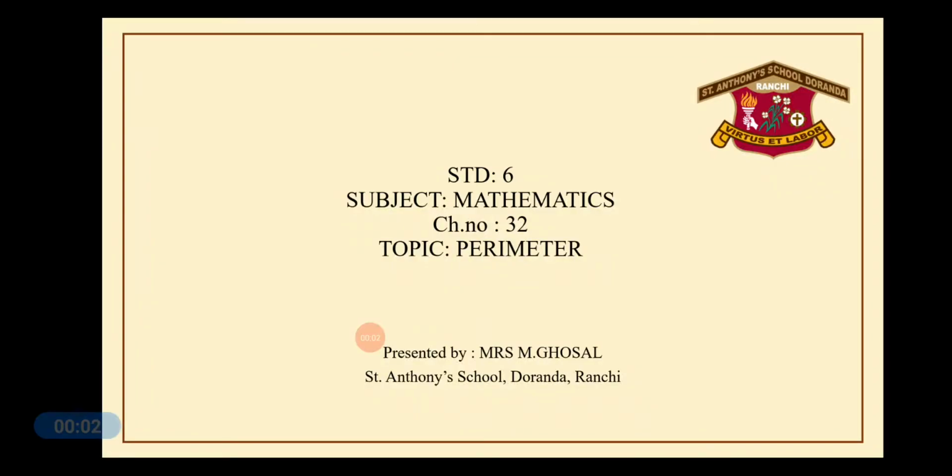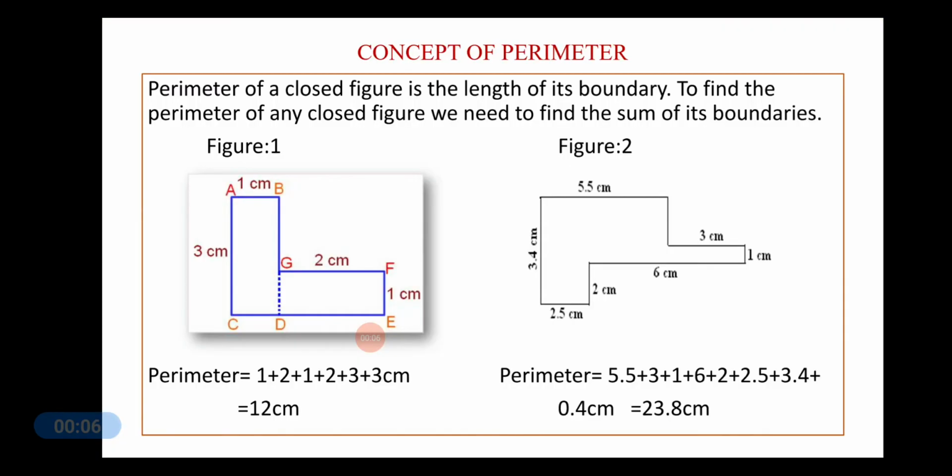Class 6 Mathematics, Chapter 32: Perimeter. Children, in this video you will learn about perimeter. What is perimeter? It is the length of the boundary of the given figure. So the perimeter of a closed figure is the length of its boundary. To find the perimeter, you simply have to add all the sides of the given figure.